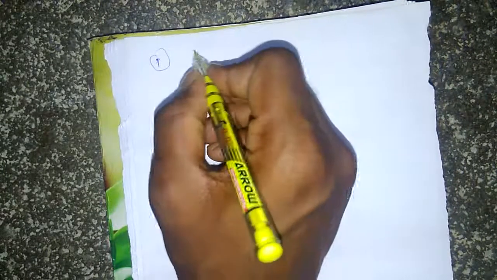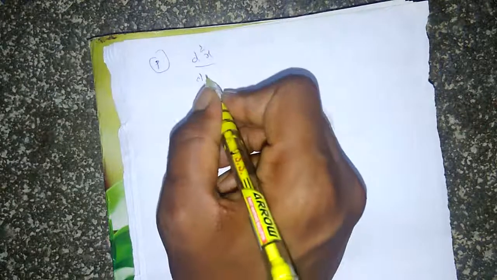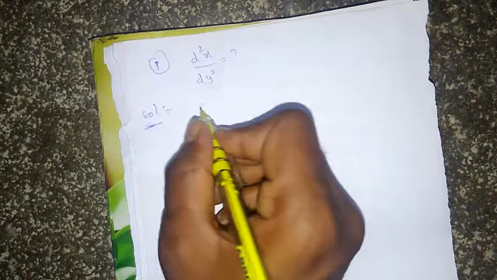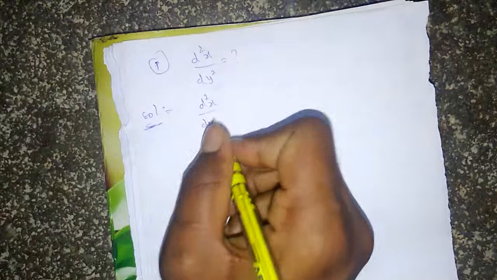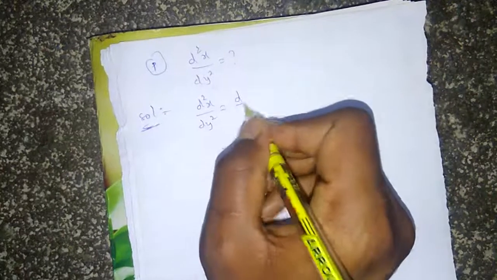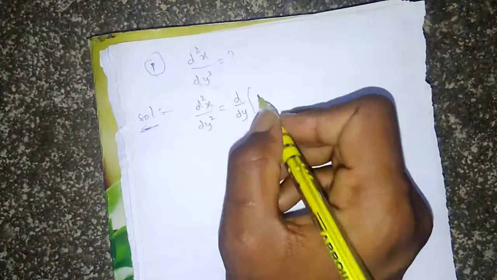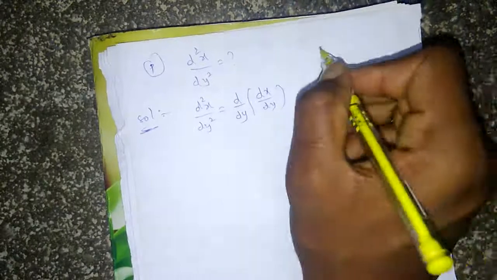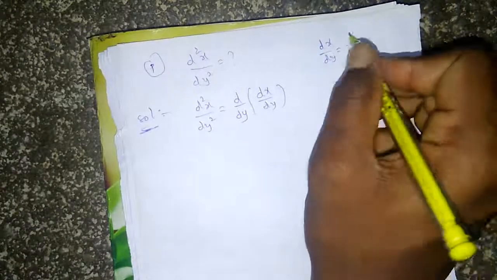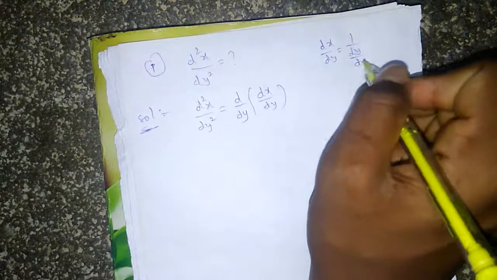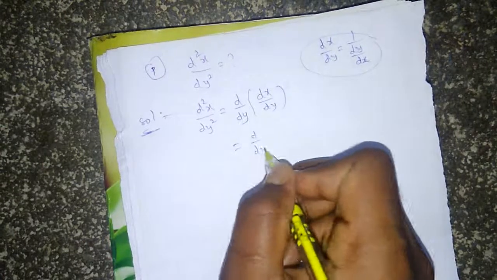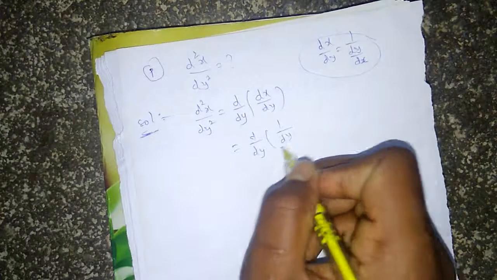Our next problem is, find the value of d square x by dy square in terms of dy by dx. So here d square x by dy square can also be written as d by dy of dx by dy. Okay, now we know that dx by dy is equal to 1 by dy by dx. Here substitute, this is d by dy of 1 by dy by dx.